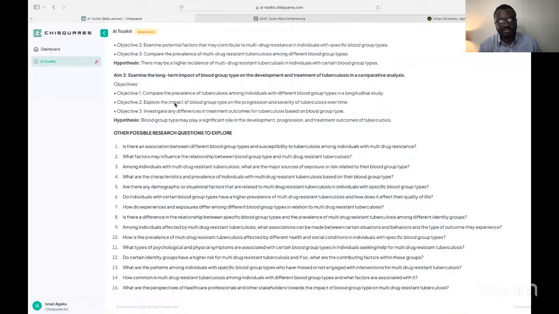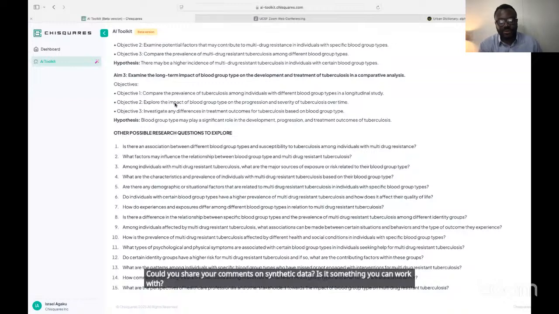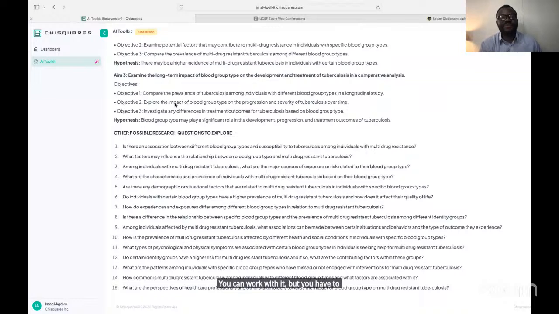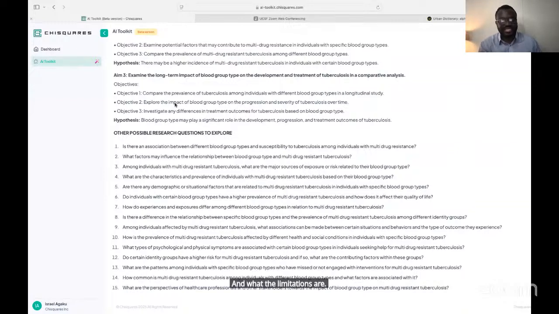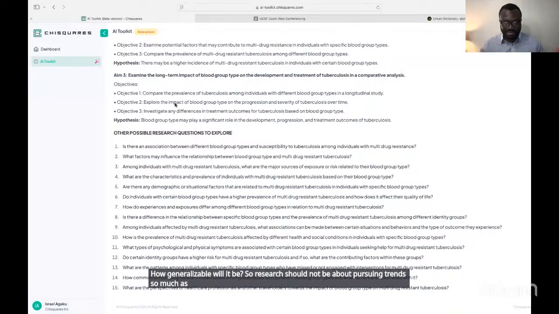Could you share your comments on synthetic data? Is it something you can work with? You can work with it, but you have to understand the limitations. You can work with anything in this world. You have to know what you're dealing with and what the limitations are, right? Synthetic data is just, think of it as modeling, right? But what are the limitations? Obviously, the name synthetic tells you all you need to know. How generalizable will it be? Research should not be about pursuing trends so much as trying to get insights that can be applied and knowing what the limitations of our research are.